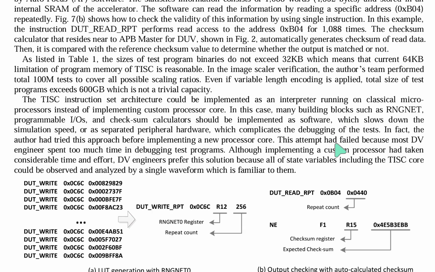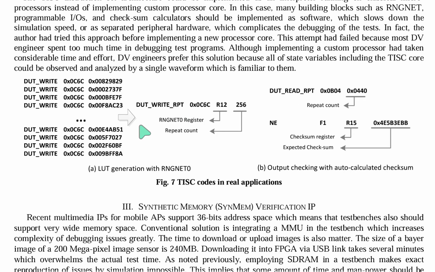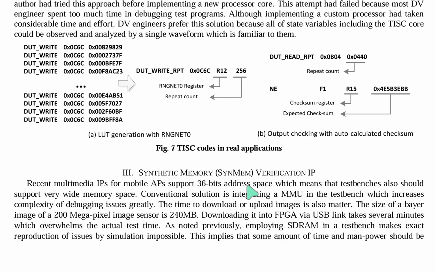This attempt had failed because most DV engineers spent too much time debugging test programs. Although implementing a custom processor took considerable time and effort, the engineers prefer this solution because all of the state variables, including the TISC core, could be observed and analyzed in a single waveform, which is familiar to them. Figure 7: TISC codes in a real application.